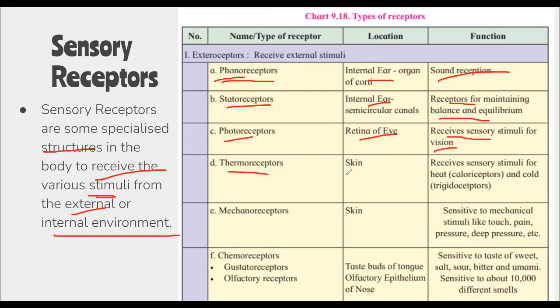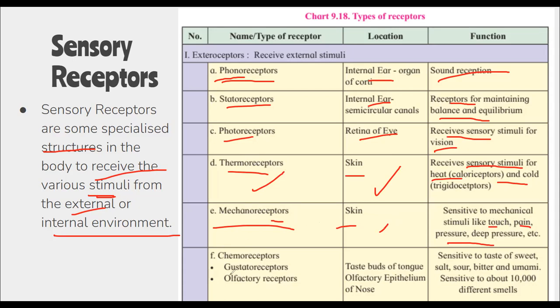Thermoreceptors for skin, they will receive sensory stimulus regarding heat or cold. So you have these receptors. Then mechanoreceptors, again skin. This will be for touch, pain, pressure, deep pressure, etc. So thermo is usually for temperatures, and its location will be skin only. Mechano also skin only, but their function will be different. They will be sensitive to touch, pain, pressure, etc.